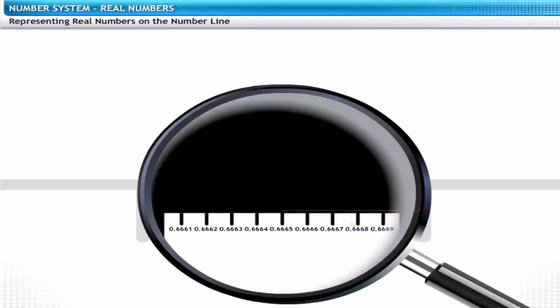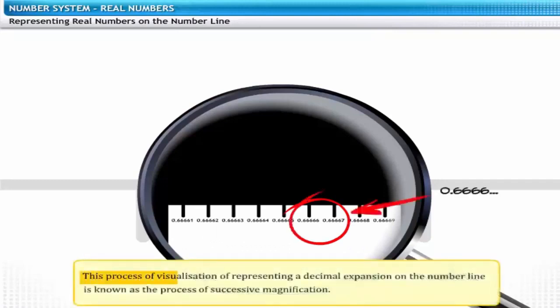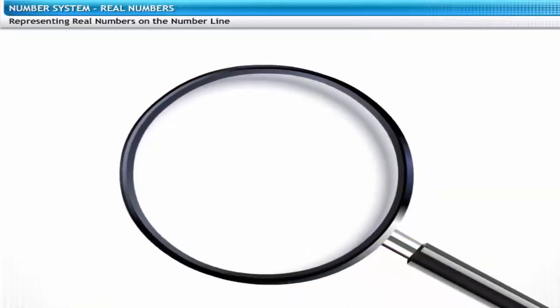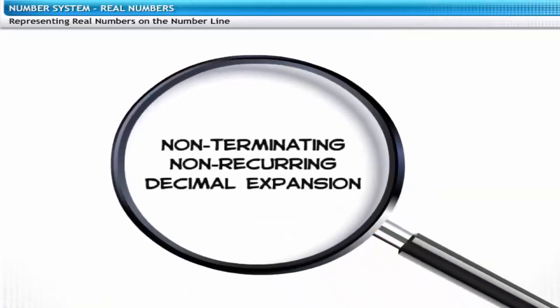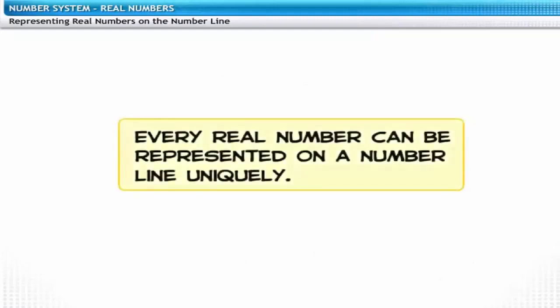If we keep on continuing this process, then the degree of accuracy will be more. This process of visualization of representing a decimal expansion on the number line is known as the process of successive magnification. Similarly, we can also visualize a non-terminating, non-recurring decimal expansion on the number line. Based on this visualization, we can conclude that every real number can be represented on a number line uniquely.